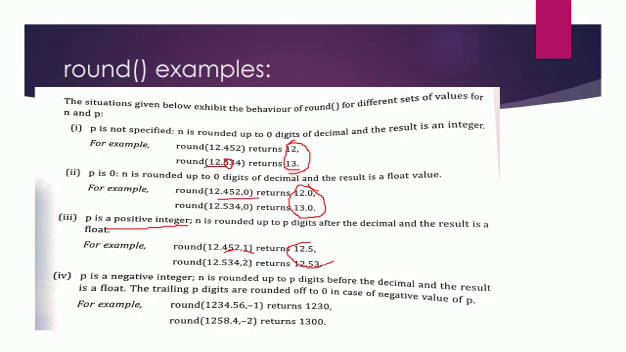Then again, you can see p is a negative integer. If p is a negative integer, what will happen? Negative integer means it rounds whatever continues after the decimal point, it does not check. You see, if p is negative, n is rounded up to p digits before the decimal and the result is a float. The trailing p digits are rounded off to 0 in case of a negative value of p. If p is negative, this part which follows the decimal point will be fully neglected.